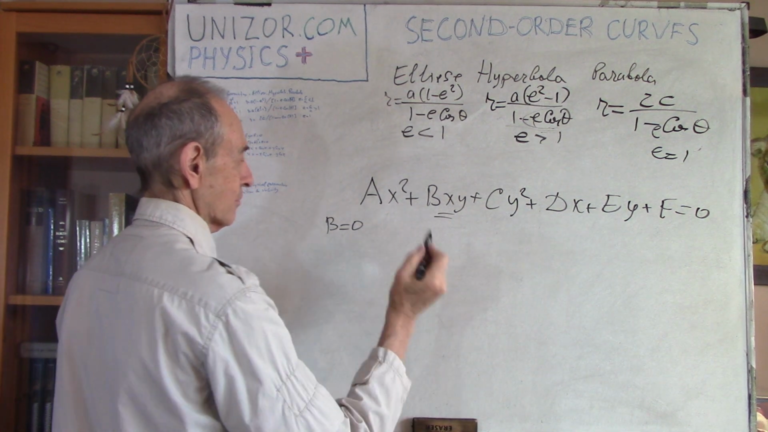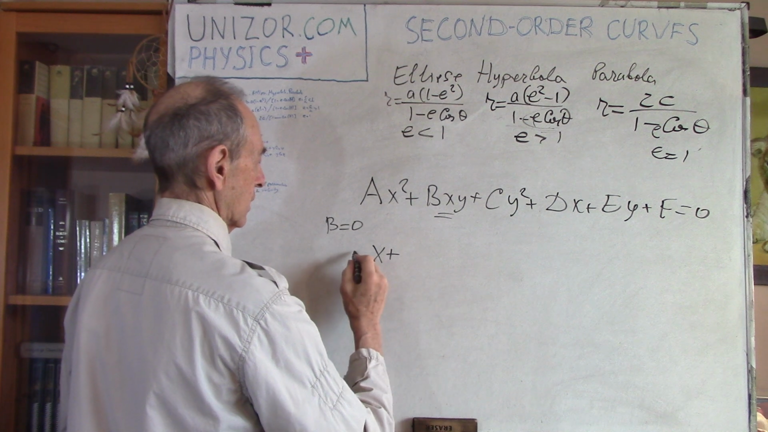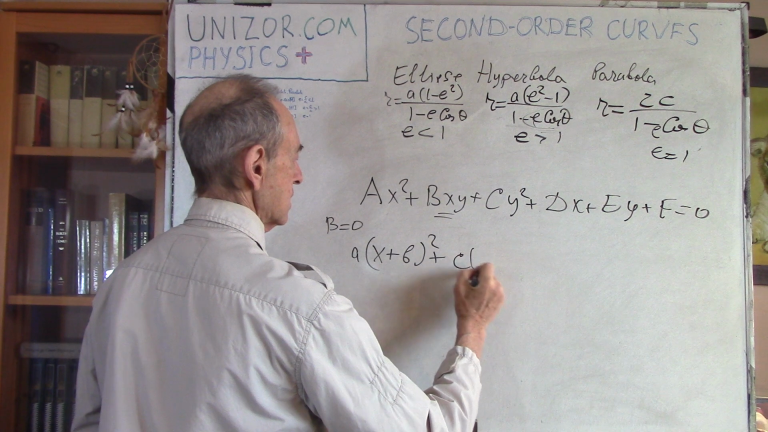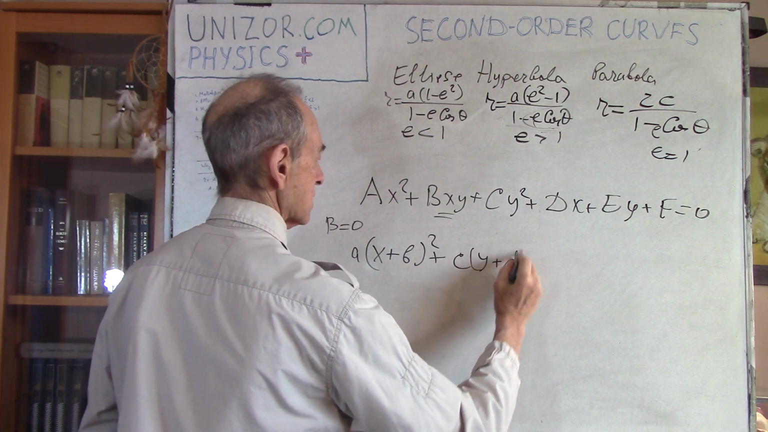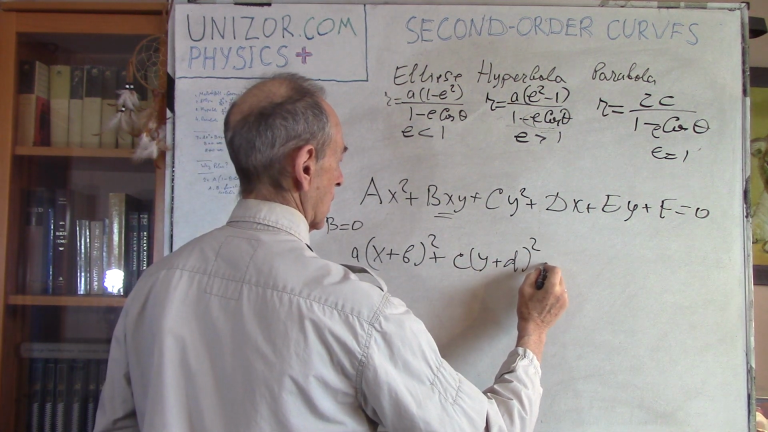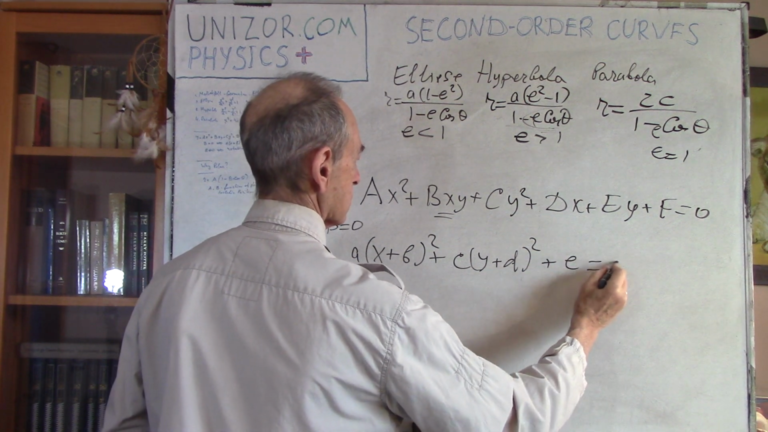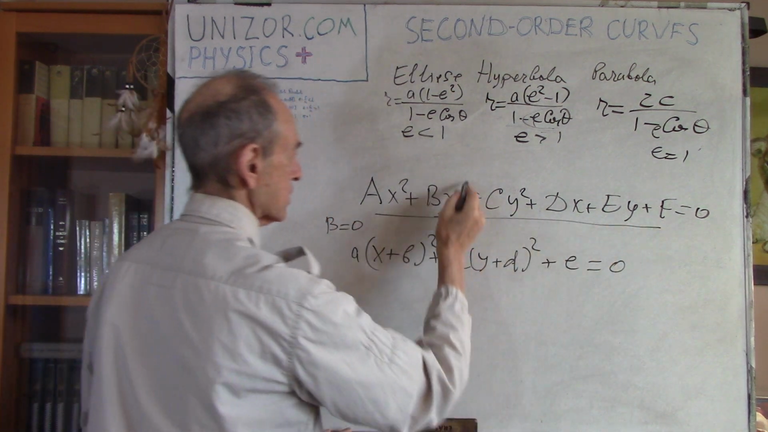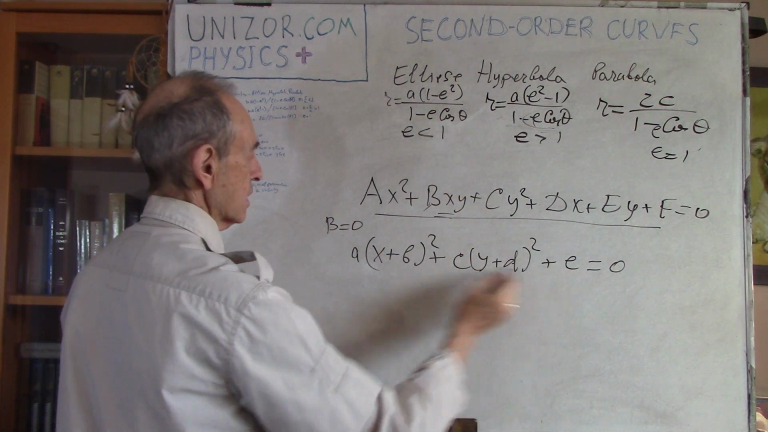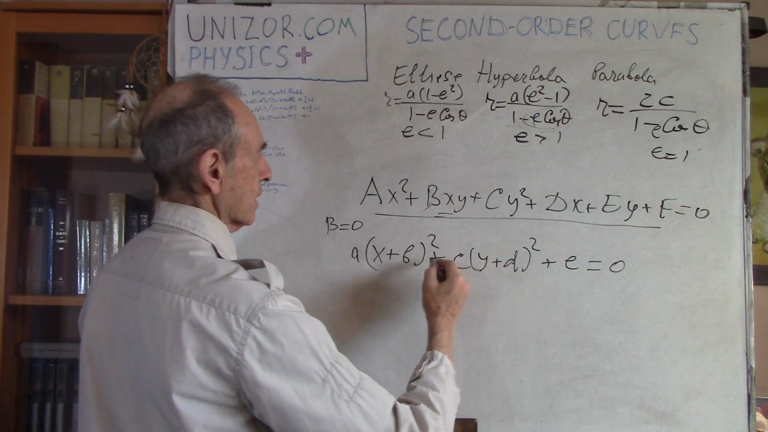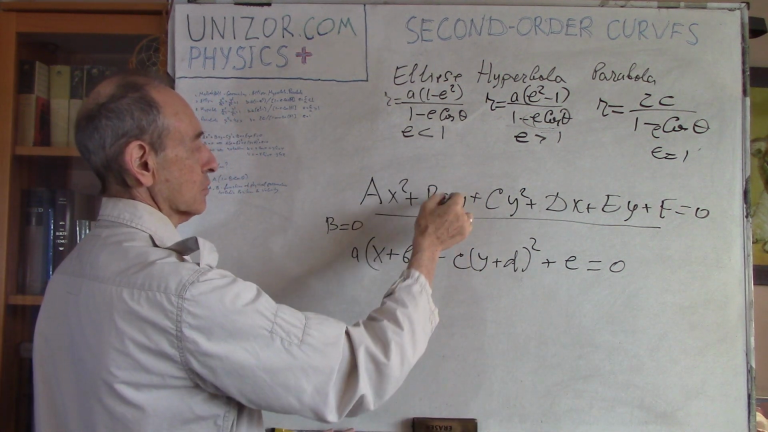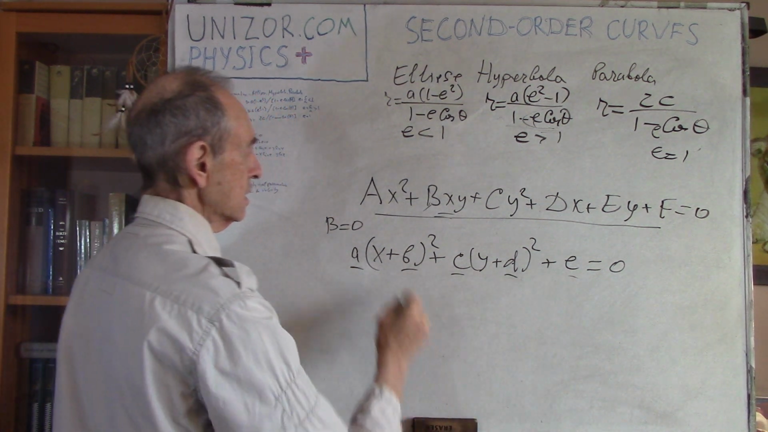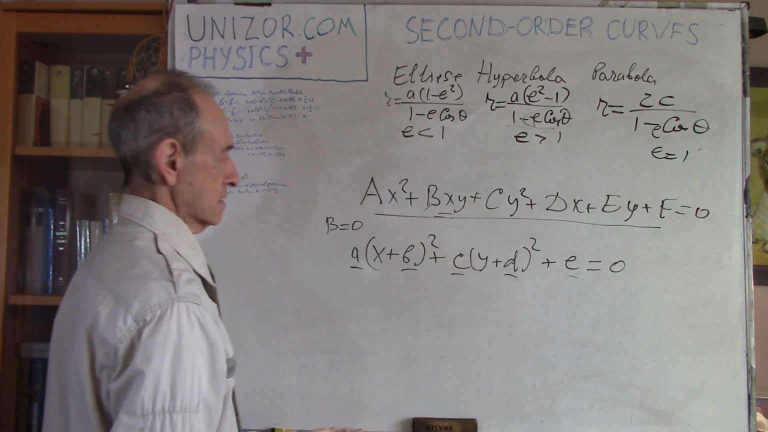Then I can definitely put something like (Ax + B)² + (Cy + D)² + E = 0. I can convert this without the b into this very easily. If I open all these parentheses and equate it with this one, I will find a, b, c, d, and e based on capital A, B, C, D, and E, right?